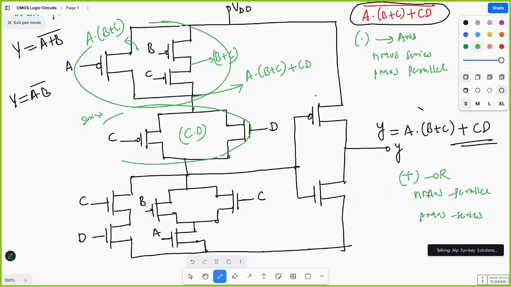See here. For NMOS, C and D. So for AND operation, NMOS is in series. Okay, so this one is C and D. And next, this one you see. B or C. So B or C means what? NMOS in parallel. And for AND operation, NMOS will be series. So A and (B or C). Okay, and the whole thing is nothing but OR, no? OR means you can write A and (B or C) or CD.